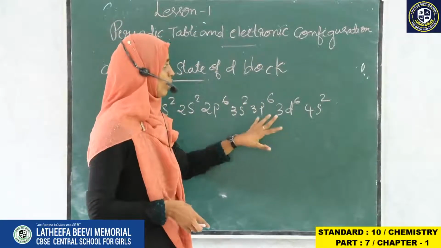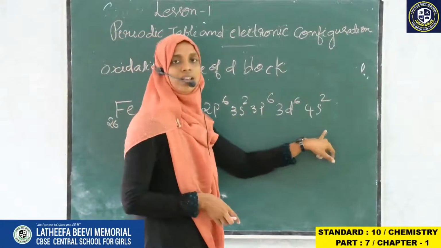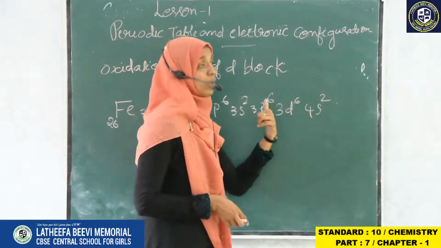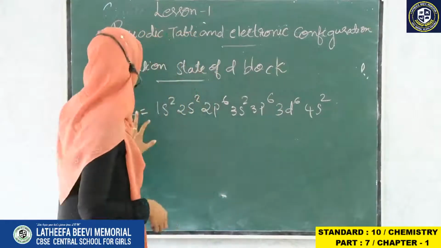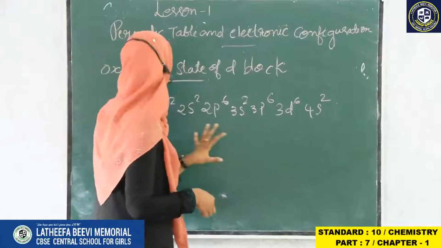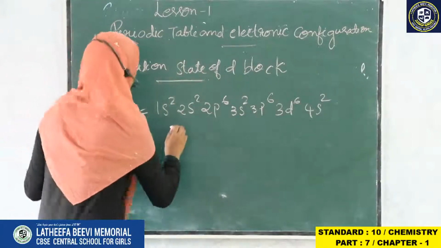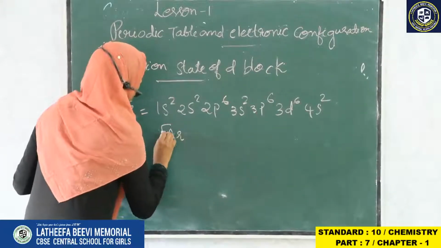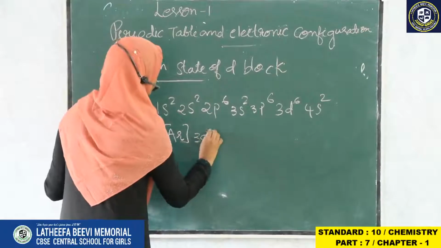But when we write the electronic configuration fully, we first write the D block and then the filling of electrons first in the s subshell. So this is the full electronic configuration of iron. This is the normal electronic configuration. In the case of noble gases, we can write argon 3d6 4s2.